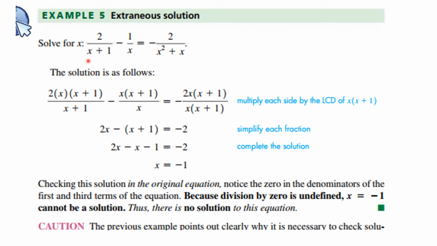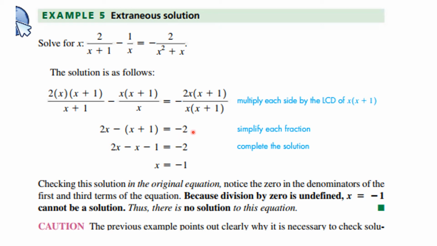Here's an example 5. The least common denominator here is going to be x times x plus 1, so I multiply all the way through by x times x plus 1. This term by that, this term by x times x plus 1, and this term by x times x plus 1. Now here the x and the x plus 1 are going to cancel, giving us minus 2. Here the x's will cancel, giving us x plus 1, and over here the x plus 1s will cancel, giving us 2x.